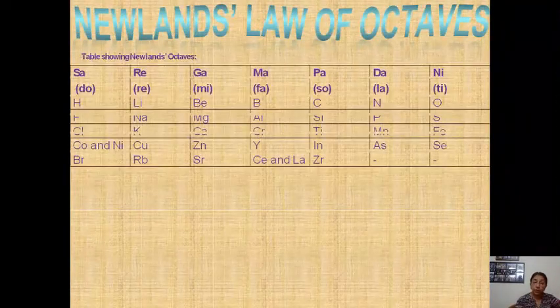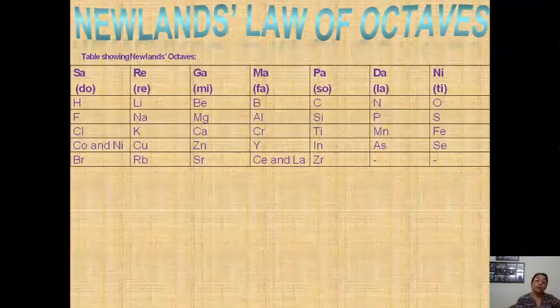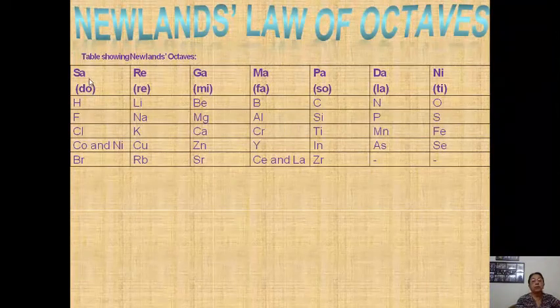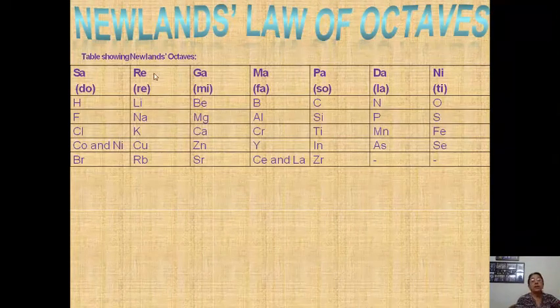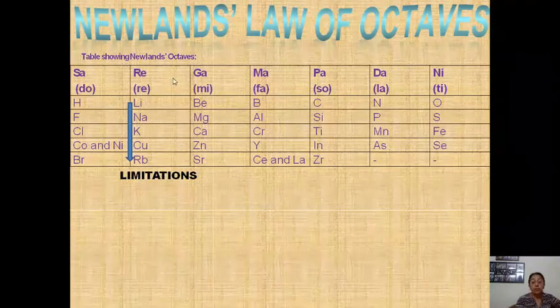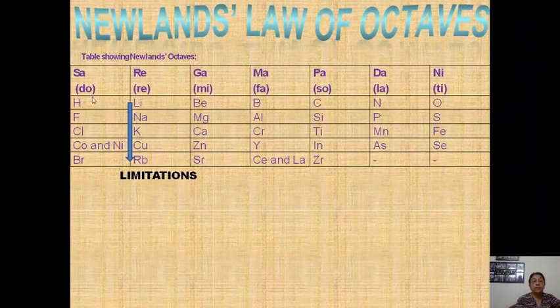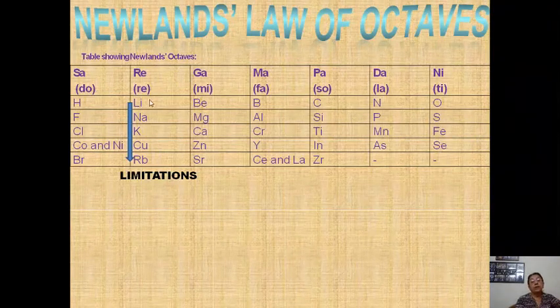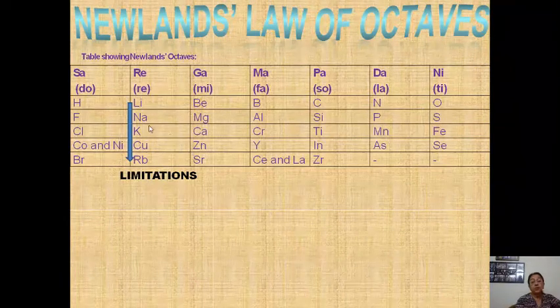Now I am going to show you Newlands' periodic classification. This is the table showing Newlands' octaves. I have also shown the 8 notes of the music: sa, re, ga, ma, pa, dha, ni, sa, or do, re, mi, fa, so, la, ti. Please remember that the elements are arranged in the order of increasing atomic masses. Don't forget this. According to Newlands, the properties of the elements in this Sa group will be similar, the properties of the elements of this group will be similar, and of this group too.